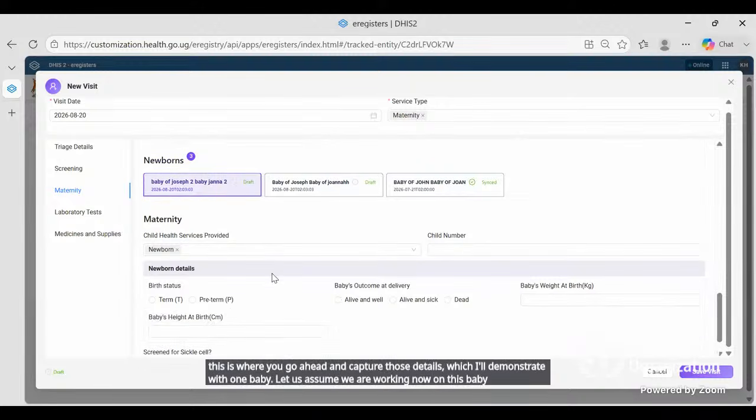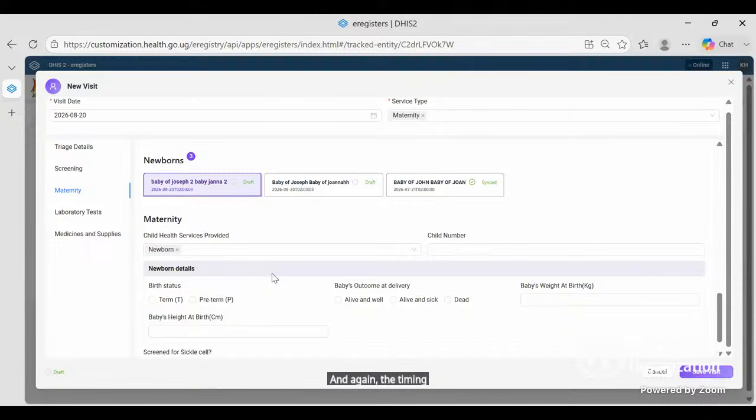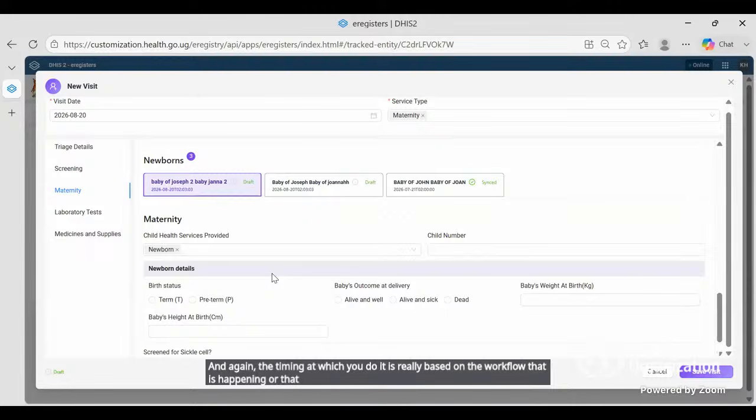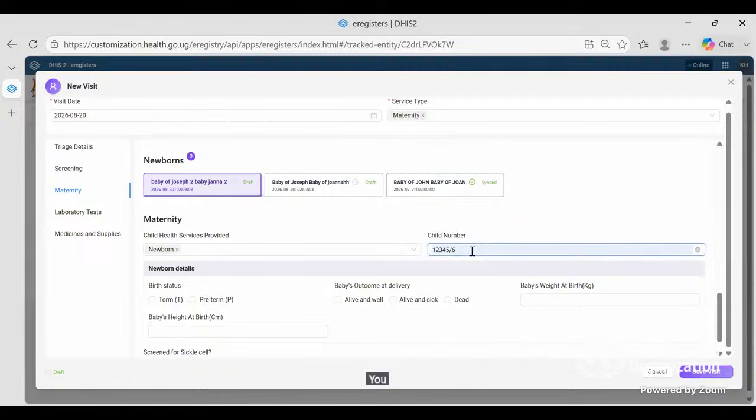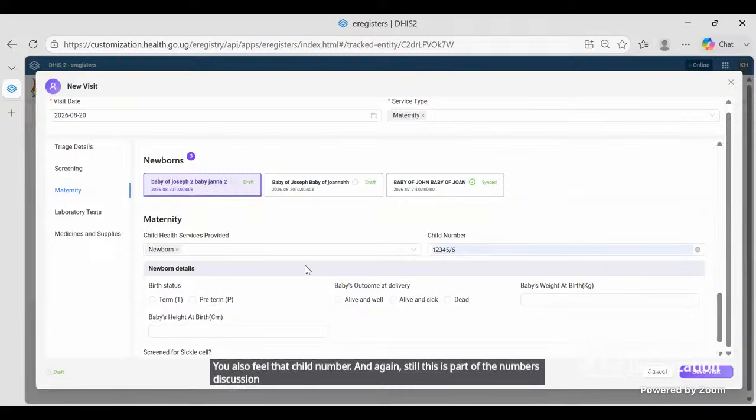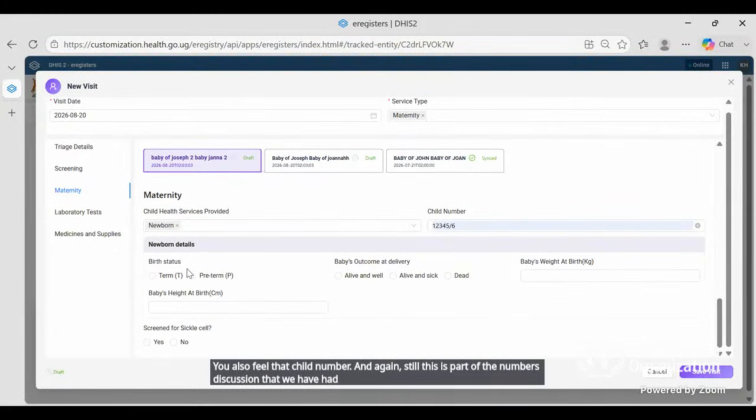And again, the timing at which you do it is really based on the workflow that people are following at the facility. There is a child number. You also fill the child number. And again, this is part of the numbers discussion that we have had. Then we have the details. If it was a term baby, what was the outcome? For as long as they were alive, whether well or sick, we shall see more details.